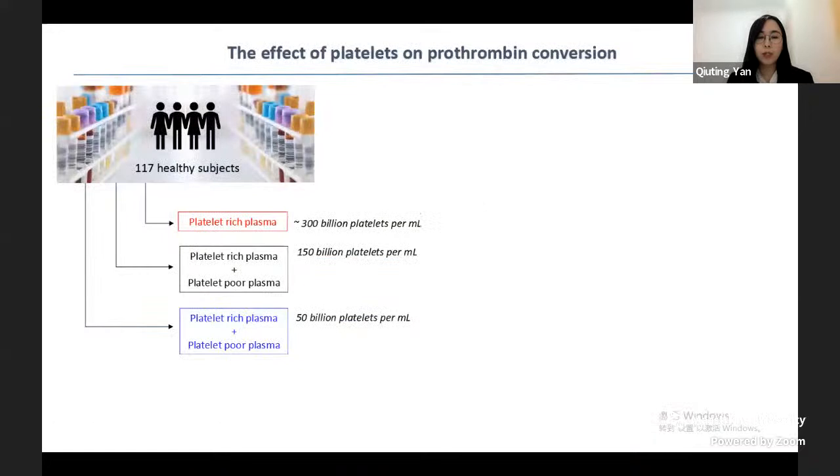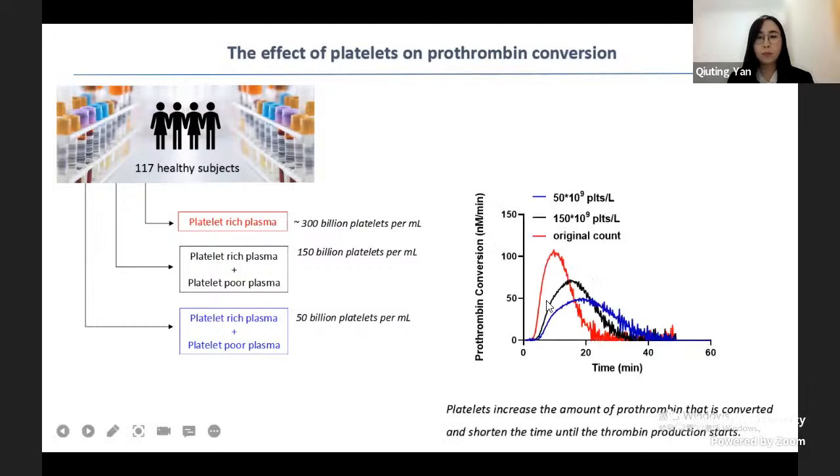Thrombin generation can also be measured in platelet-rich plasma to study the role of platelets in coagulation, and measuring thrombin generation in platelet-rich plasma can be used to study platelet disorders and to study the platelet drugs that affect thrombin generation. In this study, we collected 117 healthy subjects, and the platelet-rich plasma thrombin generation was measured undiluted and diluted to varying platelet counts.